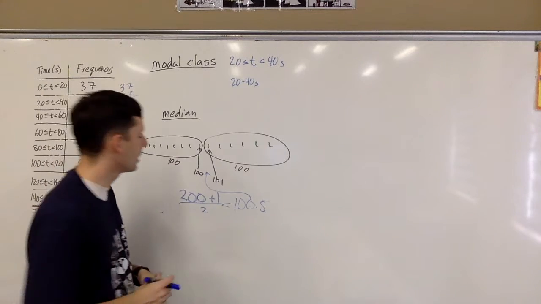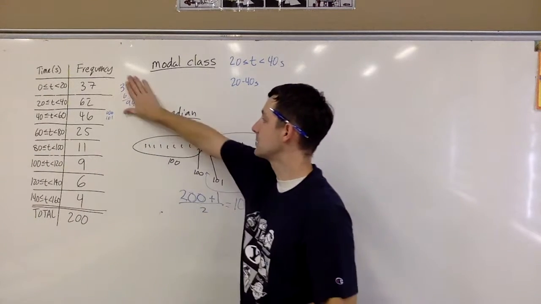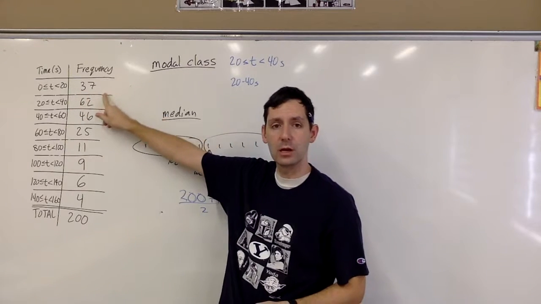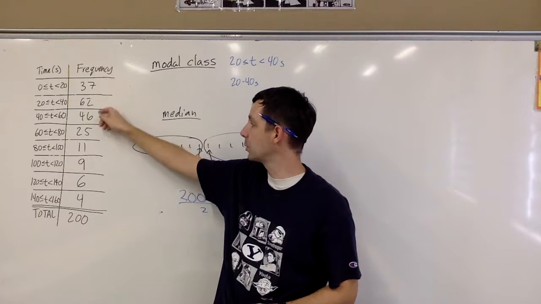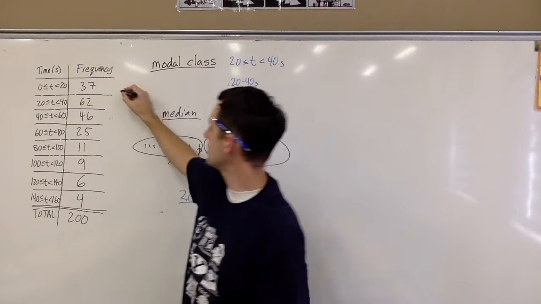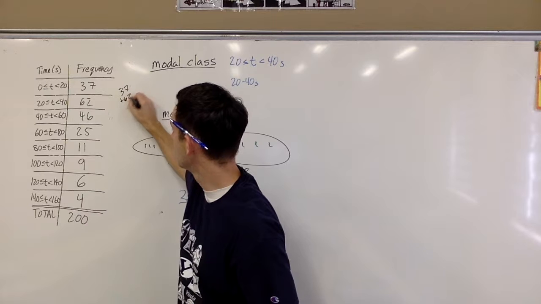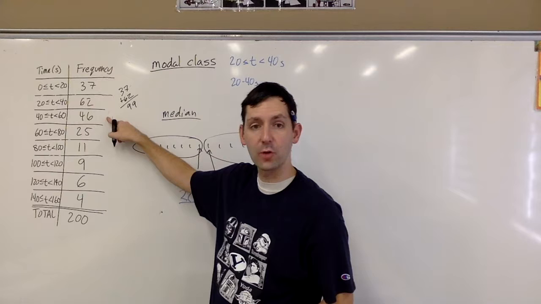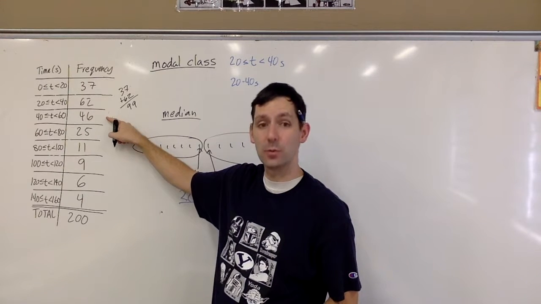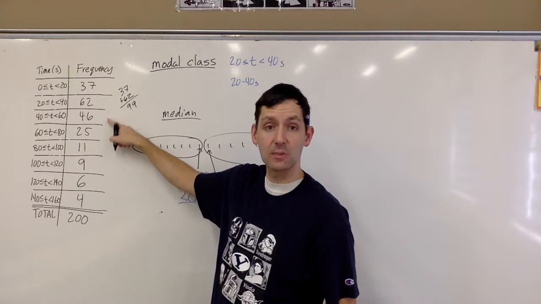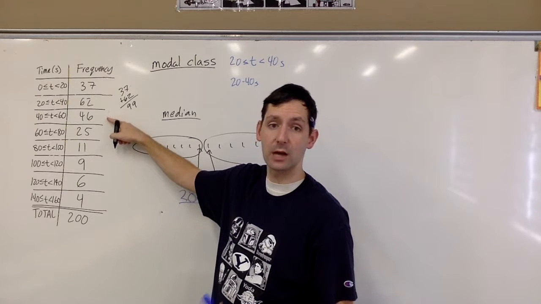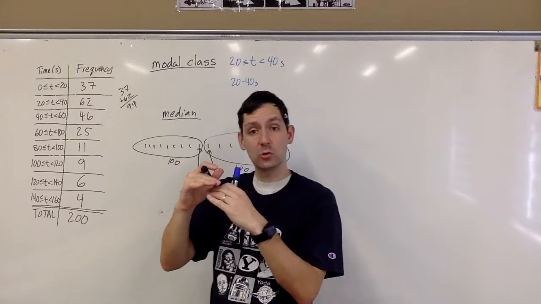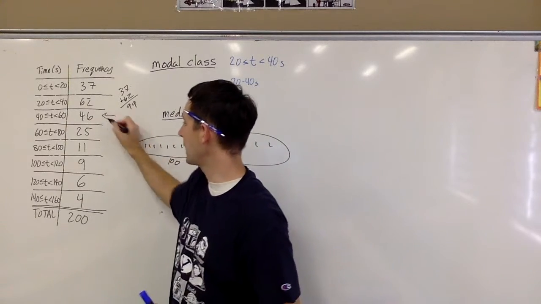So the 100.5th number, if I'm looking here, we start with 37. So there's 37 of them there. Then we go to 62. So 37 plus 62 is 99. So the 99th term is here. So the 100th term is right here. It's in this group. The 101st term is also in this group. The first one of these is 100. The next one is 101. So that means the 100.5 is right in between those two. And so we know it's in this group right here.